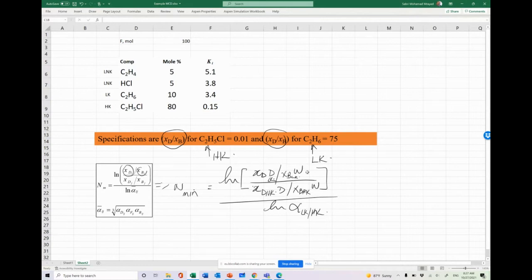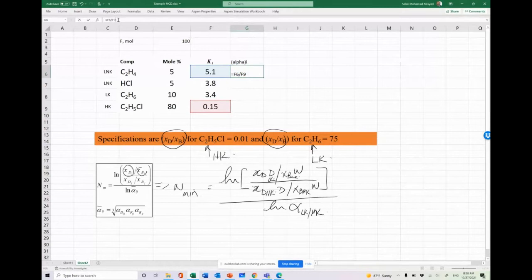D is for all components, so D is the total amount of D. Keep this in mind because we need it. Now I will say alpha i for each component. Let me write it this way: alpha i. And alpha is basically the K of the component divided by the K of the heavy component. So I will write the equation: this K divided by the K of the heavy component, and I have to write it constantly.